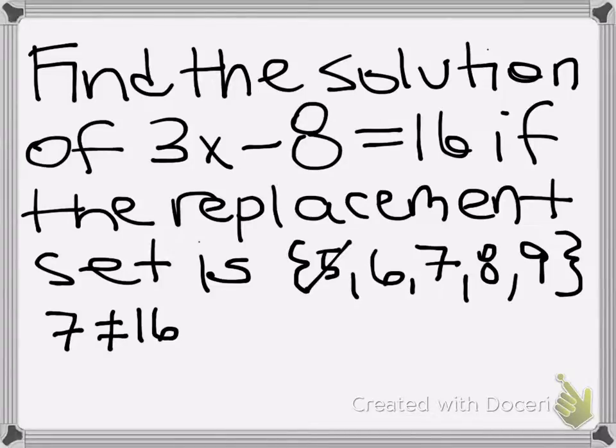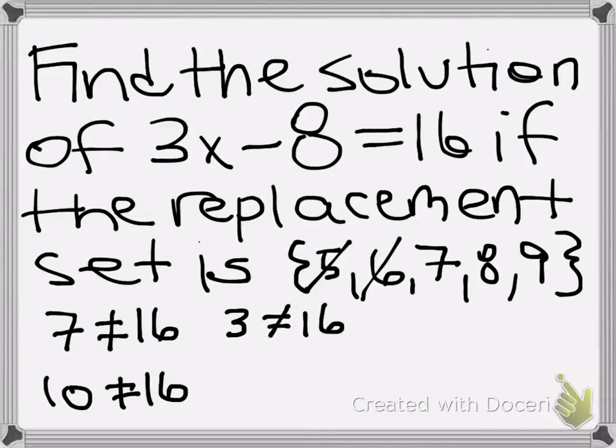Then I do the same thing with 6. 6 times 3 is 18. 18 minus 8 is 10. 10 does not equal 16. So 6 is out. Then you have 7. 7 times 3 is 21. 21 minus 8 is 3. 3 does not equal 16. I'm sorry, did I just say 21 minus 8 is 3? 21 minus 8 is 13. 13 does not equal 16, so 7 doesn't work.